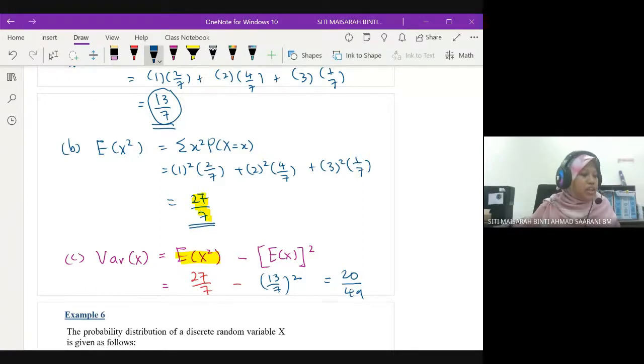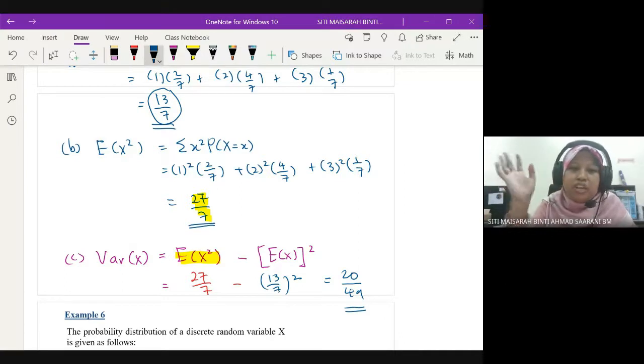Okay, so variant X here is 20 over 49. Alright, so macam ni lah nak kira variant X. Kalau dia sebut variant X saja, awak still kena cari EX square, still kena cari EX, sebab formula dia ada EX square dengan EX.